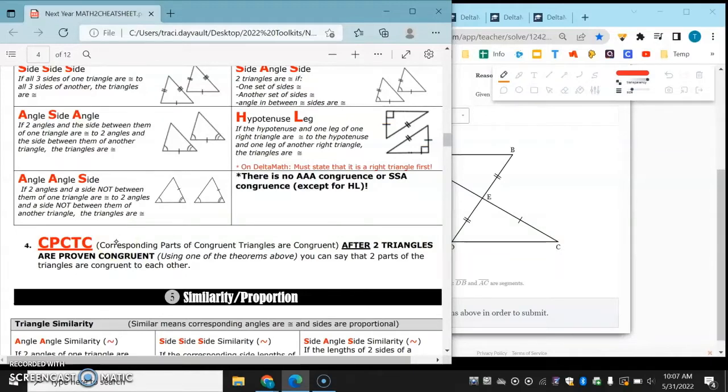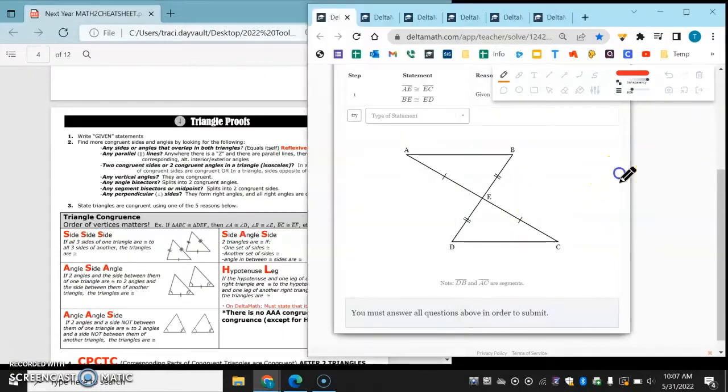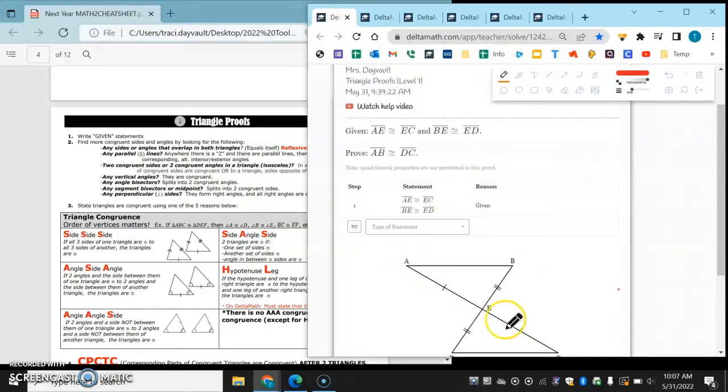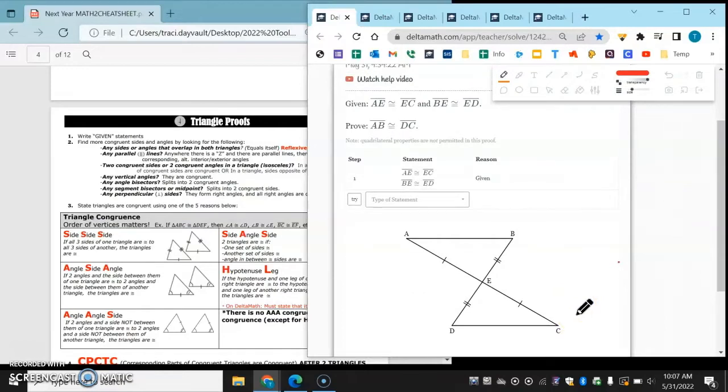So what we're going to be doing with these is proving 2 triangles are congruent, just like we did in the previous lesson. And then once we know that the 2 triangles are congruent, then we could say that certain parts of them are congruent. In this first example, it gives us that AE and EC are congruent, also BE and ED are congruent, and we're trying to prove that AB and DC are congruent. What we're going to need to do first is prove that 2 triangles are congruent, and then we're going to say that AB and DC are parts of those congruent triangles, so they must be congruent.